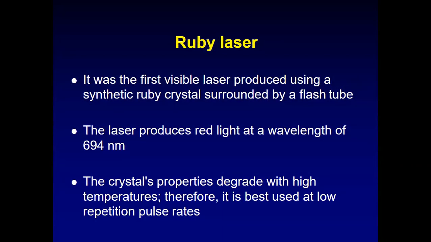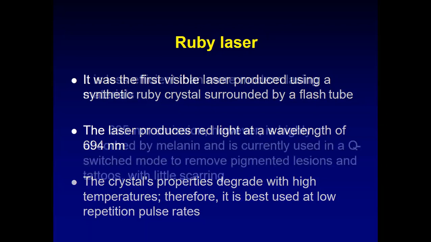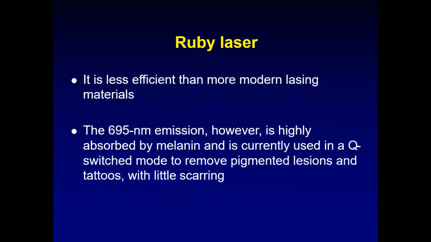It is the first visible laser, produced by a synthetic ruby crystal surrounded by a flashlight. The laser produces red light at a wavelength of 694 nanometers. The crystal properties degrade with high temperatures, therefore it is best used in low repetition surgeries or procedures. And it is less efficient because we have got more modern lasers.